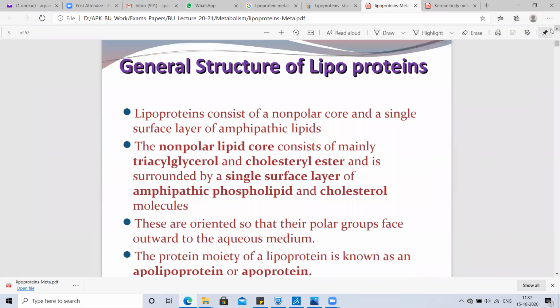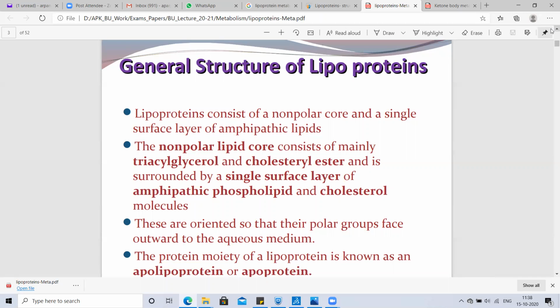So we are actually talking about the lipoproteins, which are the essential part of our body with respect to transportation and other physiological function. Basically, lipoproteins consist of a non-polar core and single surface layer of amphipathic lipids.